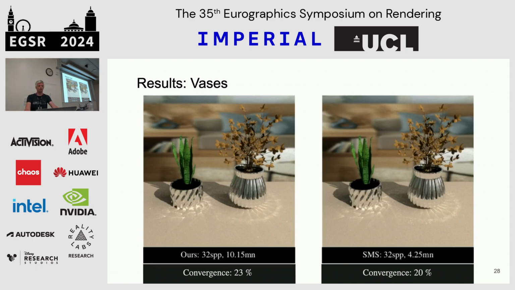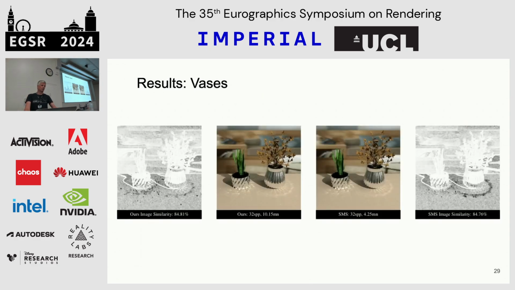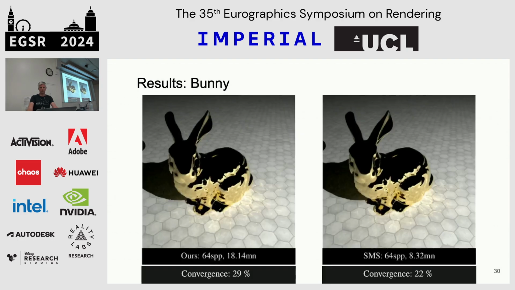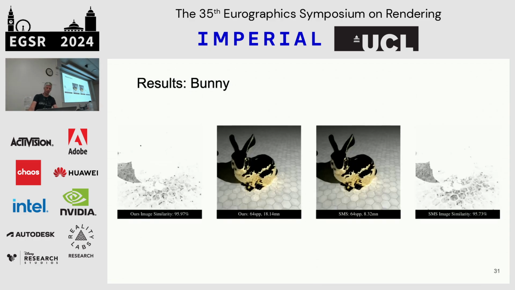Convergence rate is slightly larger, but again, not significantly larger. And the similarity metric is again going to tell you the same story, which is basically we found the same caustics. And the same story with our third test scene, which is a specular Stanford bunny. Same quality, same results, and so on.